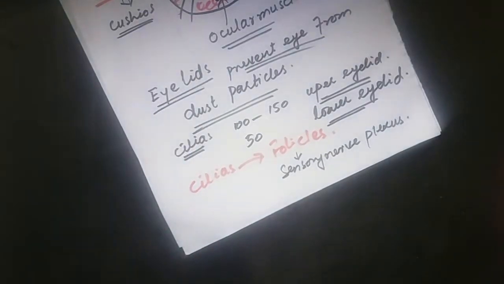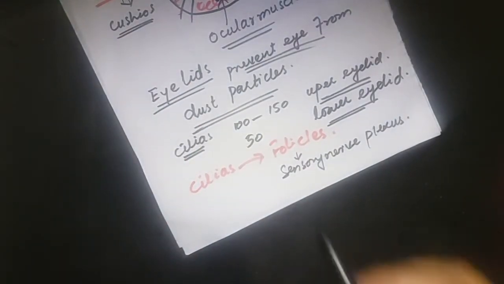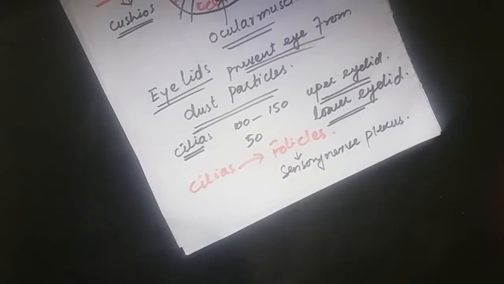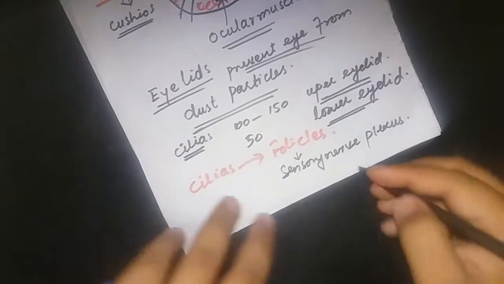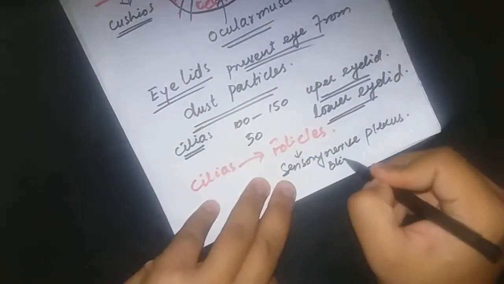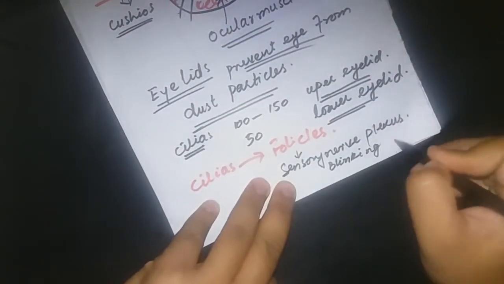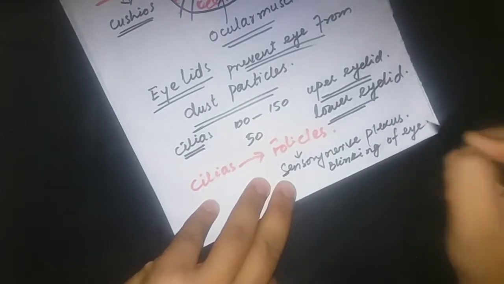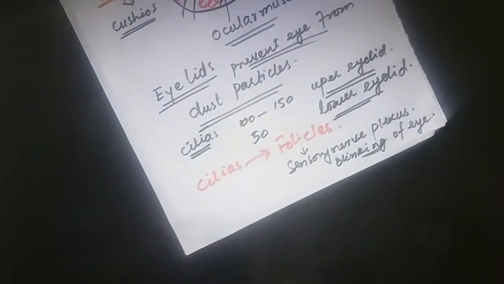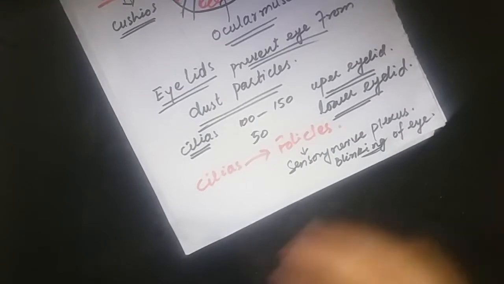When a dust particle comes in contact with these cilia or follicles, the sensory nerve plexus play an important role by conveying a message to the central nervous system. Hence, the muscles contract and this results in blinking of the eye. By this action, they play an important role in preventing the eye from dust particles.